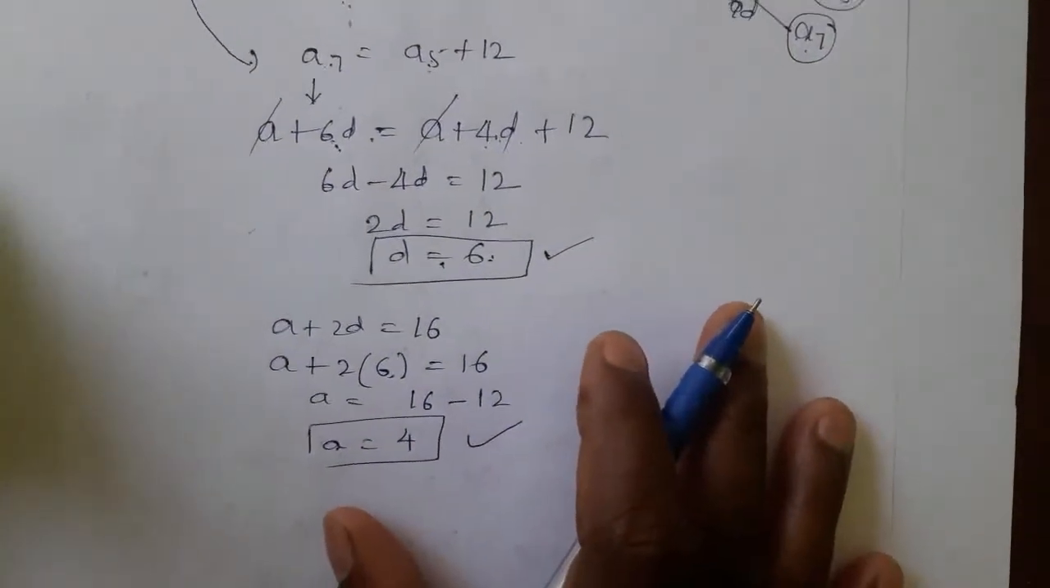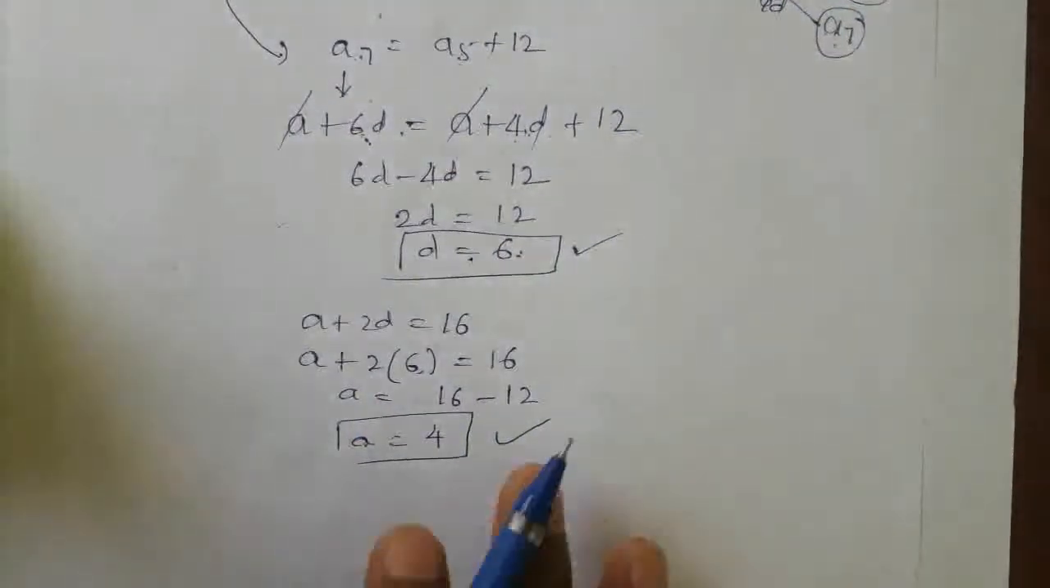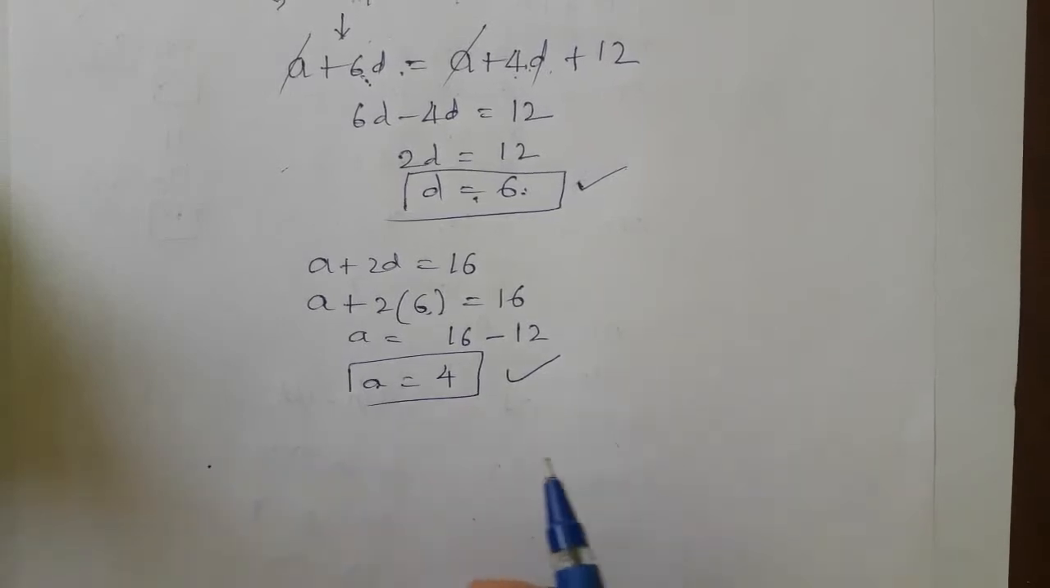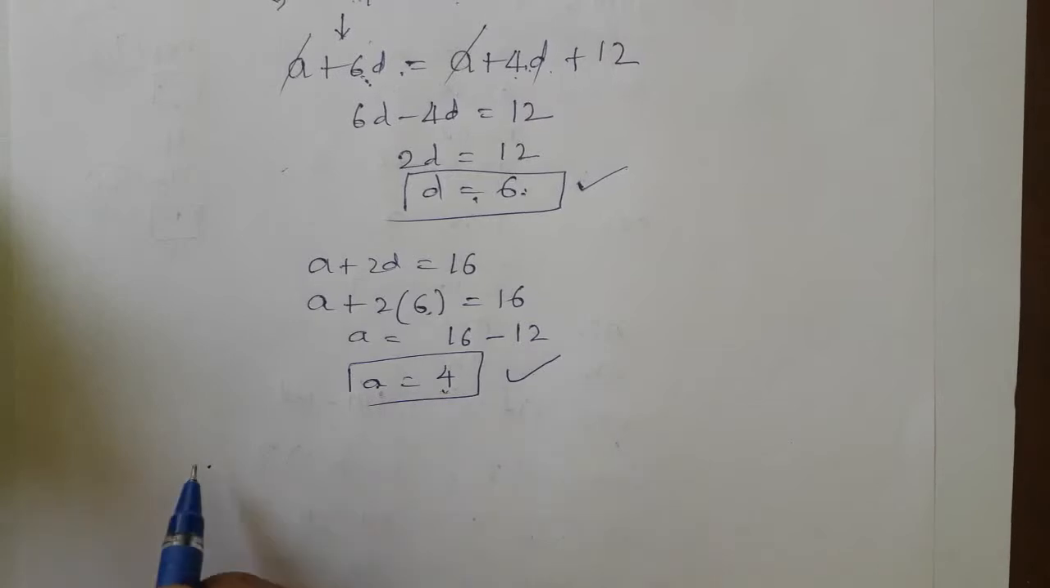Once we get A and D, what was the question? The main question is to get the AP. It is very easy to get the AP. What is actually an AP? Start from the first term, increase by the difference. In the question, what is the first term? Look, A means first term. Now the first term is 4.